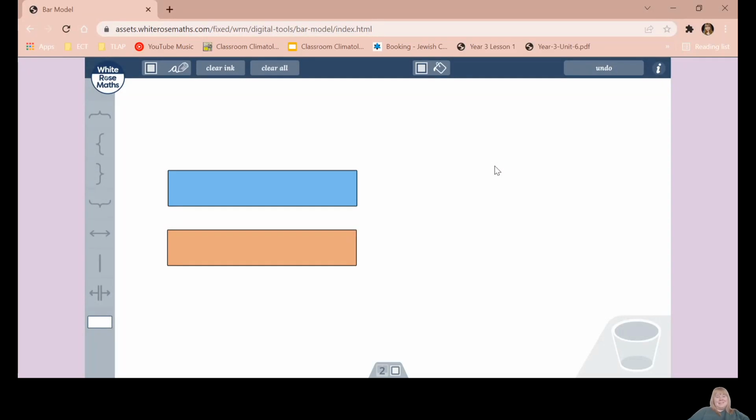Hello Year 3 and welcome to our Flick classroom, and today we're going to be looking at equivalent lengths. So what do I mean by the word equivalent?